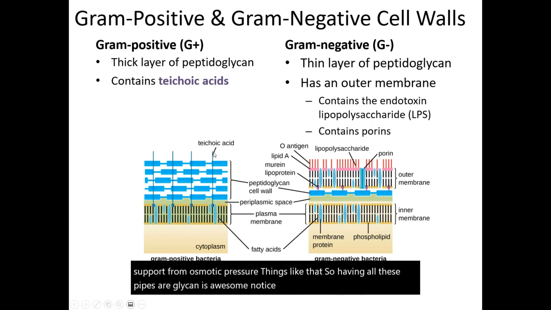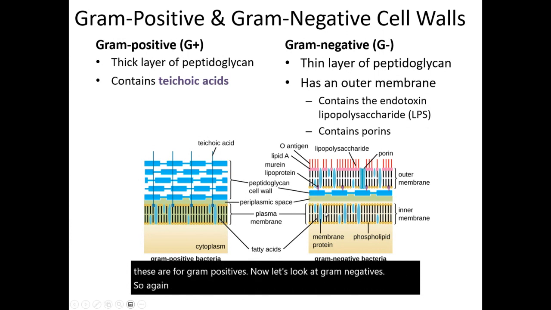Notice there's also something called teichoic acid that is holding all these layers together and anchoring it to the plasma membrane, right? Because we want it to be firmly attached to the cell. So the two main features of the gram-positive cell wall that you want to remember are a thick layer of peptidoglycan and teichoic acid. Okay, so these are for gram-positives. Now let's look at gram-negatives.